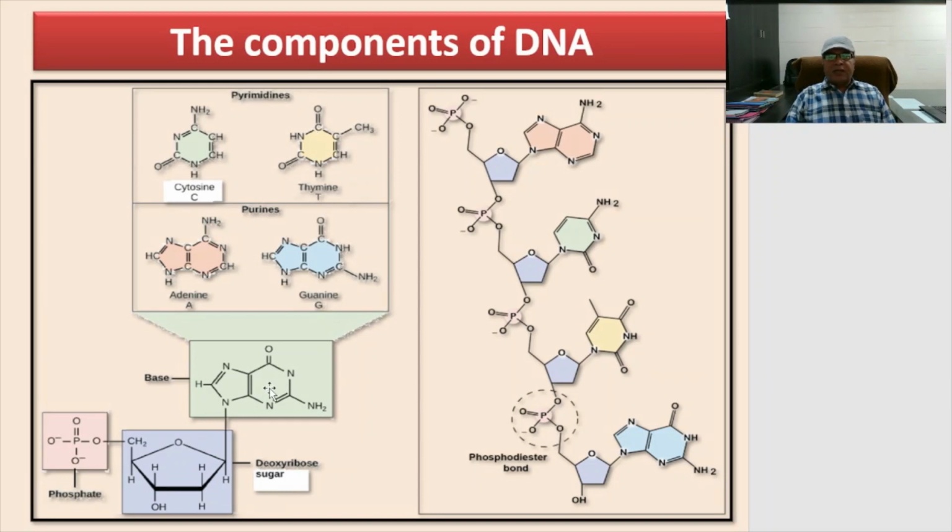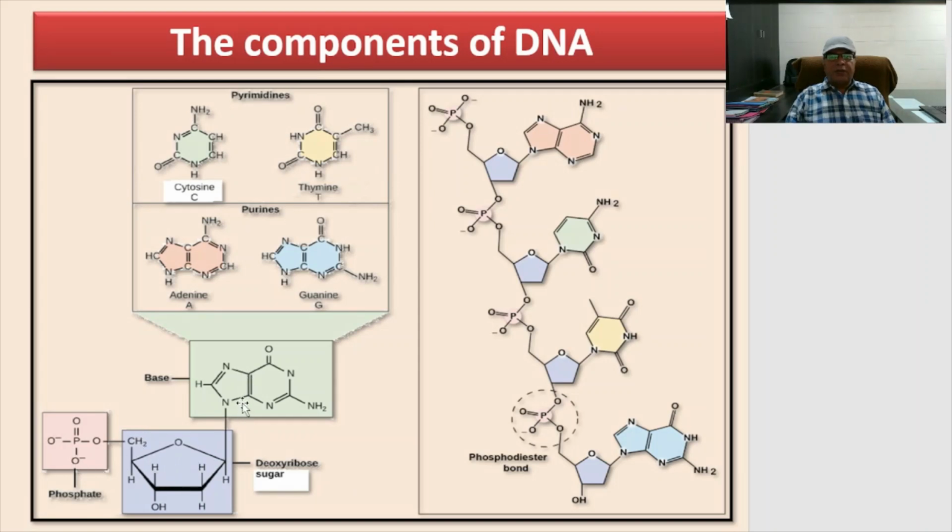Nitrogenous bases are attached to the pentose sugar, that is the deoxyribose sugar, at the first carbon position of the deoxyribose sugar. Deoxyribose means there is one oxygen less compared to ribose sugar at the second carbon position, and the phosphate group is attached to the deoxyribose sugar at the 5' end. So this is the structure of the nucleotide.